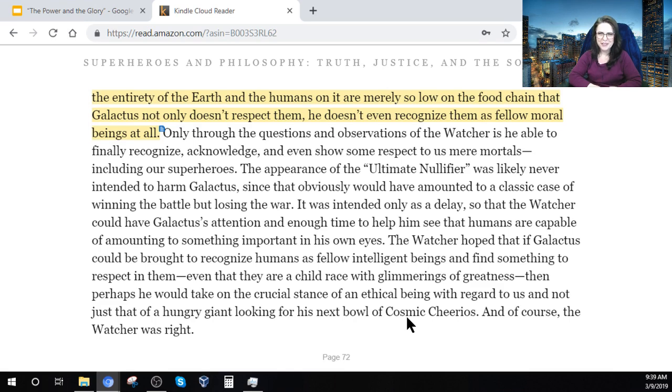Cosmic Cheerios. He would take on the crucial stance of an ethical being with regard to us, and not just that of a hungry giant looking for his next bowl of Cosmic Cheerios. And of course, the Watcher was right. Think about that word choice, Cheerios. And think about adding cosmic to it. Cosmic Cheerios. Cheerios, a well-known cereal that many people eat. But remember, the authors believe in cosmic justice. They believe that the cosmos will bring justice to all of those. So if Galactus is going to have cosmic justice, will we as humans also have cosmic justice for our choices? I would like for you to think about that question and bring your answer to class.